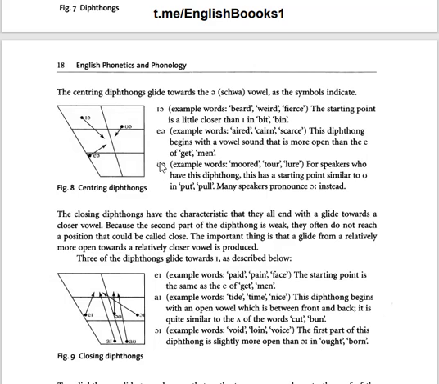Now the third long vowel diphthong, ua. This sound example was moored, tua, lua. For speakers who have this diphthong, this has a starting point similar to short u in put, pull. Many speakers pronounce long o instead.